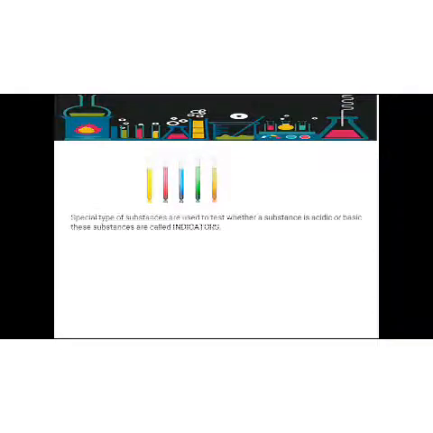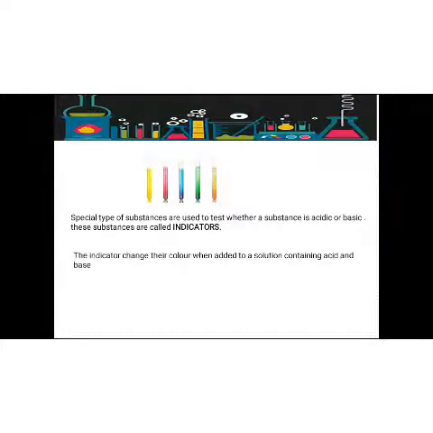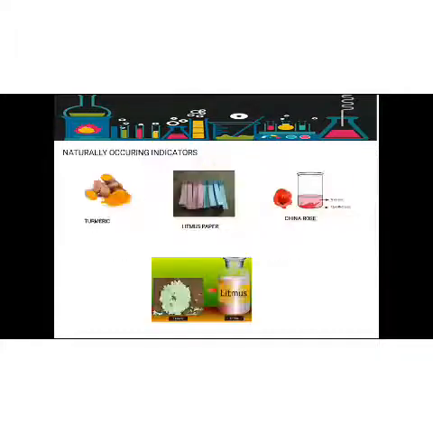So for this, when we need to test something, there is a special type of substance used to test whether a substance is acidic or basic. These substances are called indicators. And these indicators always change their color when added to a solution containing an acid or a base.